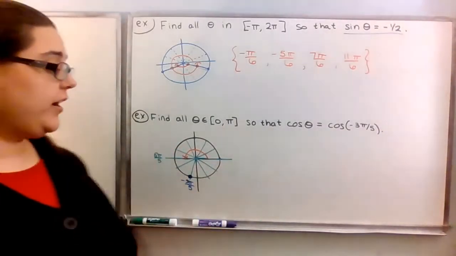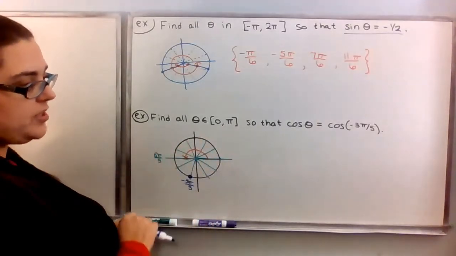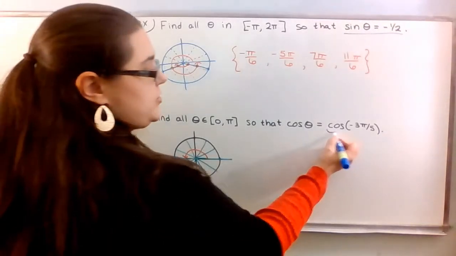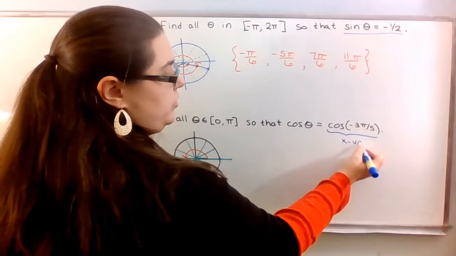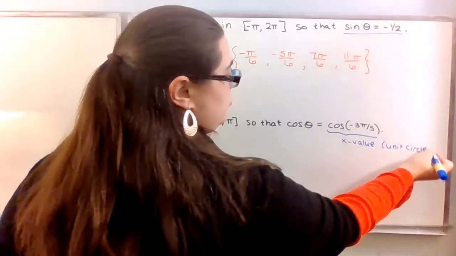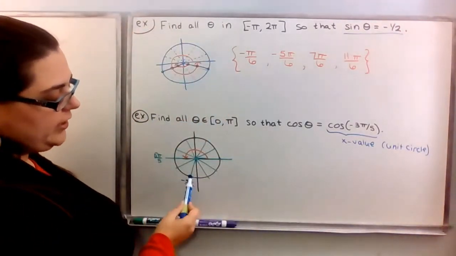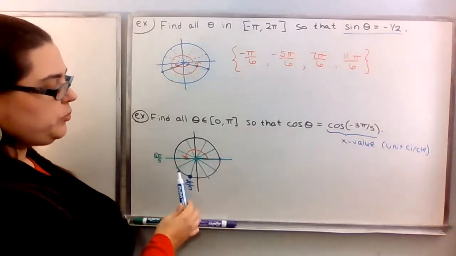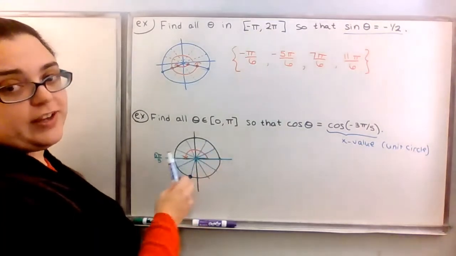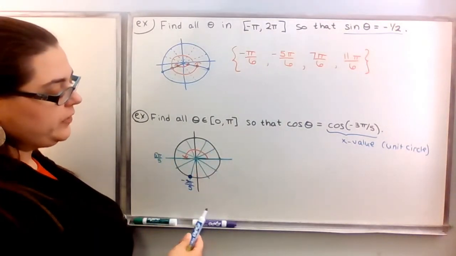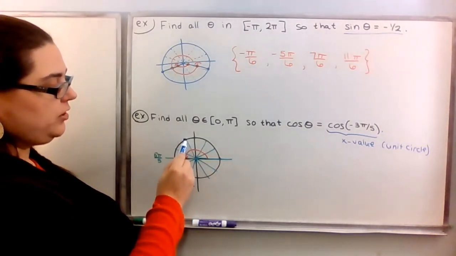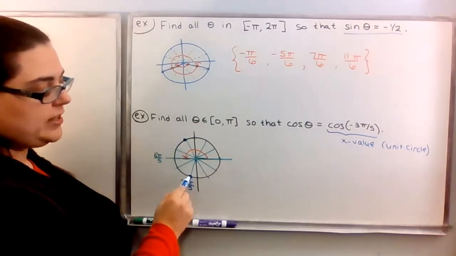Now, in order to find which of these is going to have the same cosine as this angle, we need to think about what cosine is. So remember that cosine is going to give you the x value on a unit circle. So I have this point here at -3 pi fifths, and I need to reflect it into either the second or the first quadrant so that I find an angle that has the same x value. So in this case, that means I'm going to be reflecting it up here. This angle is going to have the same x value as down here.